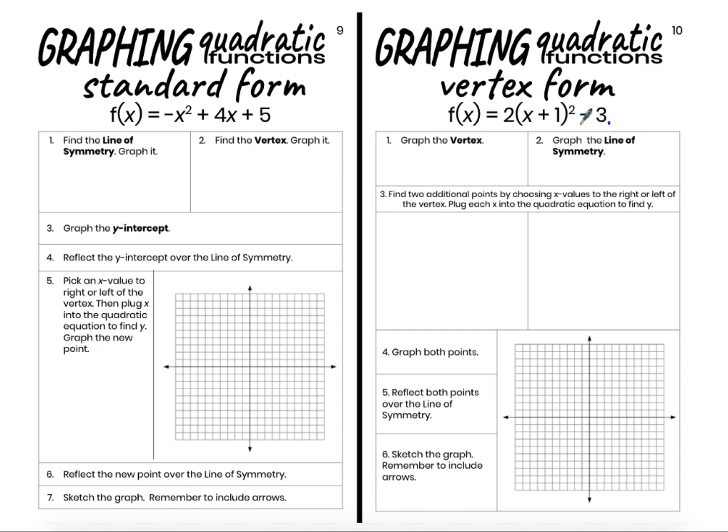And then with standard form, we have to graph one additional point. Vertex form, the only easy point that we have access to is the vertex, and then we have to find two additional points and reflect them. Let's start with standard form as our example.